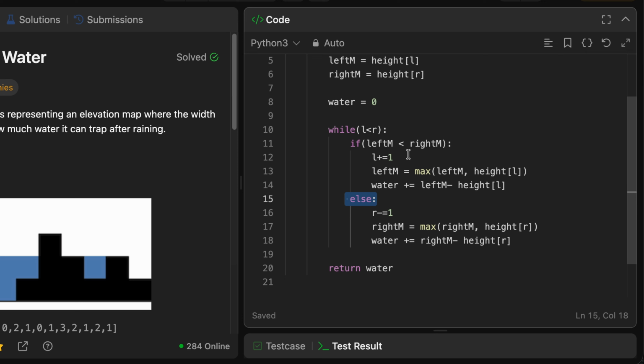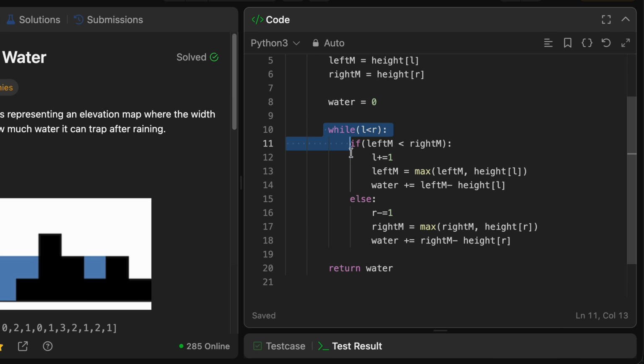And then in the else block we know that the left maximum is going to be greater than or equal to the right maximum. So we are going to take the right pointer and shift it by 1, and then we will update the right max, and then we will calculate the water. These two lines make sure that we do not get negative values here also. And how that is going to happen, I am going to leave that to you.